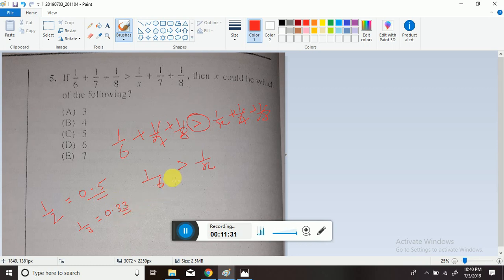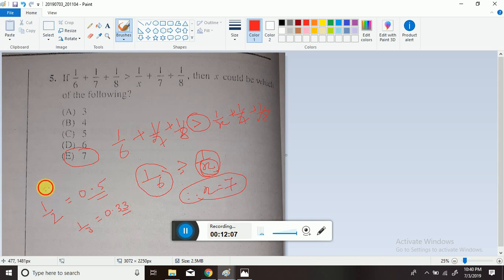But here 1/6 should be greater than 1/x. That means, for 1/6 to be greater, what should be the value? If we make x equal to 6, 1/6 equals 1/6. Now if we want 1/x to be smaller, the value of x should be greater than 6. So here the only option greater than 6 is 7. Therefore x should be equal to 7. Only an x value greater than 6 will make this fraction smaller.